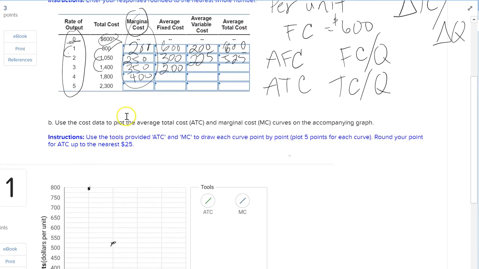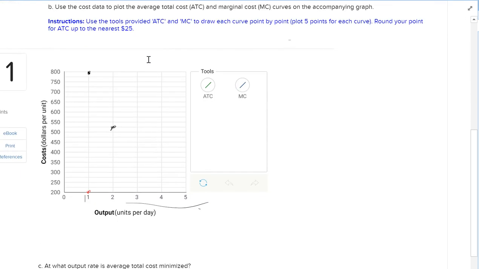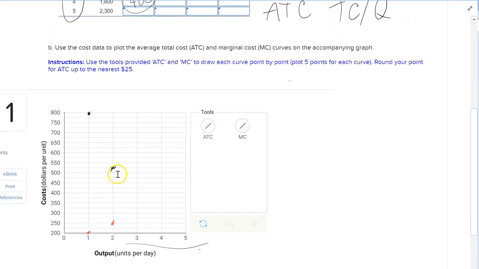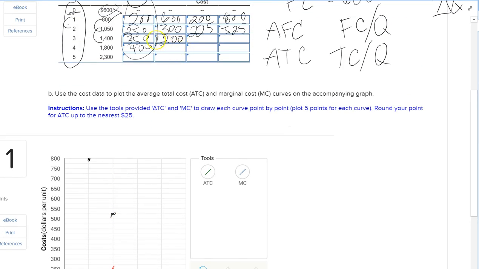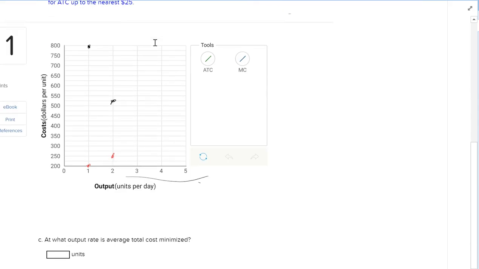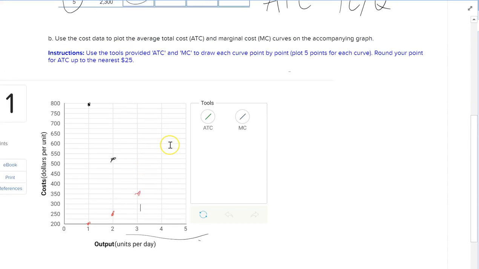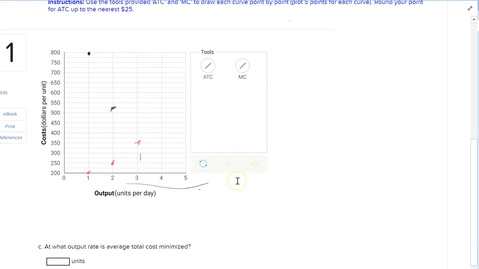Then I'm going to go to my second point. My second unit of output has marginal cost of 250. And so we're going to go 250. And I think you see how it becomes pretty easy to do this now. The third unit of output is going to give us 350 in marginal cost. And so on and so forth. I would recommend you just keep track of these, do them one at a time. If you plot all those points together, it becomes a mess that you can't really see. But if you do it one at a time, and I noticed that in the tool here, they give you different colors to work with, so that will help.